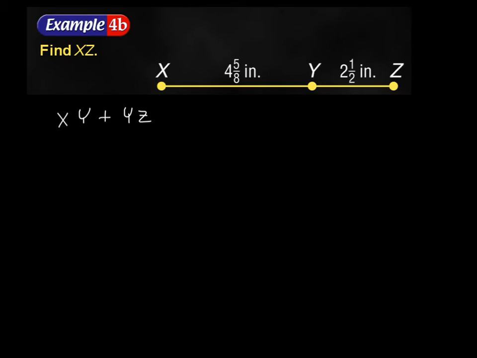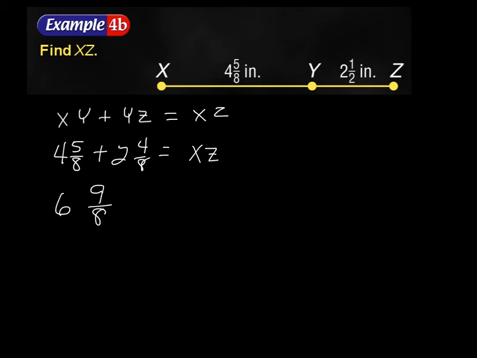Find xz, and we can see that y is between x and z, so xy plus yz should equal xz. So all we need to do is add 4 5/8 plus 2 and I'm going to go ahead and write the 1/2 as 4/8. A common denominator is nice for adding fractions. So we have 6 and 9/8. That's a little improper. We can fix that. So that'd be equivalent to 7 1/8, and our units were inches.